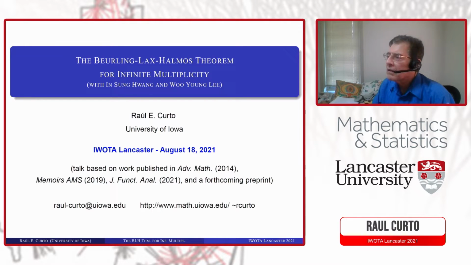And today I'm going to talk about work that has been published in Advances in Mathematics 2014, in Memoirs of the American Mathematical Society in 2019, a recent paper in JFA, and a forthcoming preprint, which is almost finished. And I think by the end of next week, we're going to be submitting it for publication. So it has to do with the Beurling-Lax-Halmos theorem for infinite multiplicity.